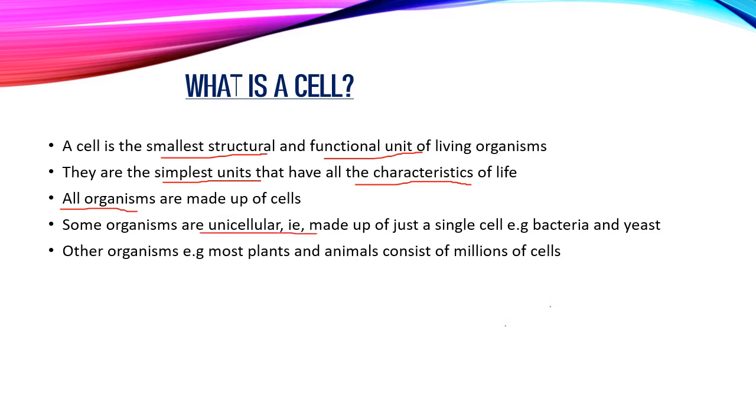Some organisms are unicellular, that is, they are made up of just a single cell, e.g. bacteria and yeast, whilst other organisms, e.g. most plants and animals, consist of millions of cells.